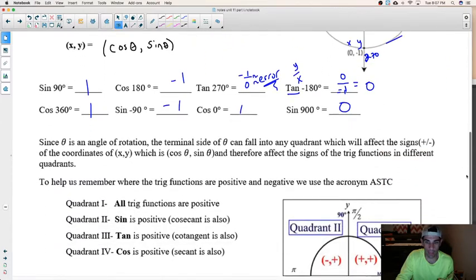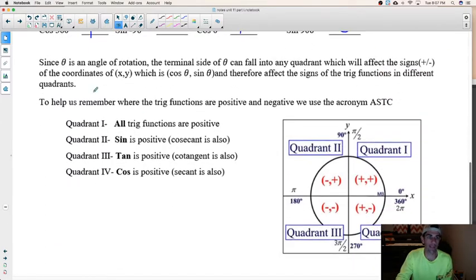All right, so now, since theta is an angle of rotation, the terminal side of theta can fall into any quadrant, which will affect the signs, positive or negative, of the coordinates x, y, which we just looked at. X is cosine, sine is y. And therefore it affects the sign of the trig functions in different quadrants, okay?